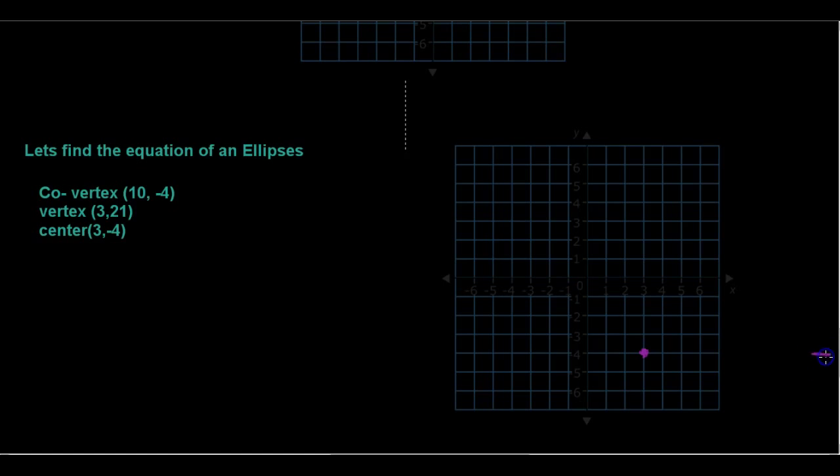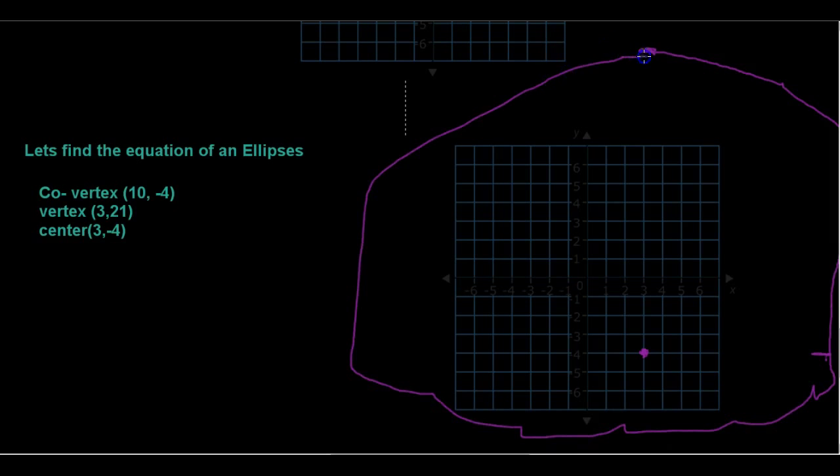And yeah, I graphed that one wrong there. So we have to say this vertex is going to be at (3, 21) way up here. Okay, doke. So the ellipse is going to be really big. Let's try that again. And it's going to come around. And yeah, that's not very good, but you get the idea.